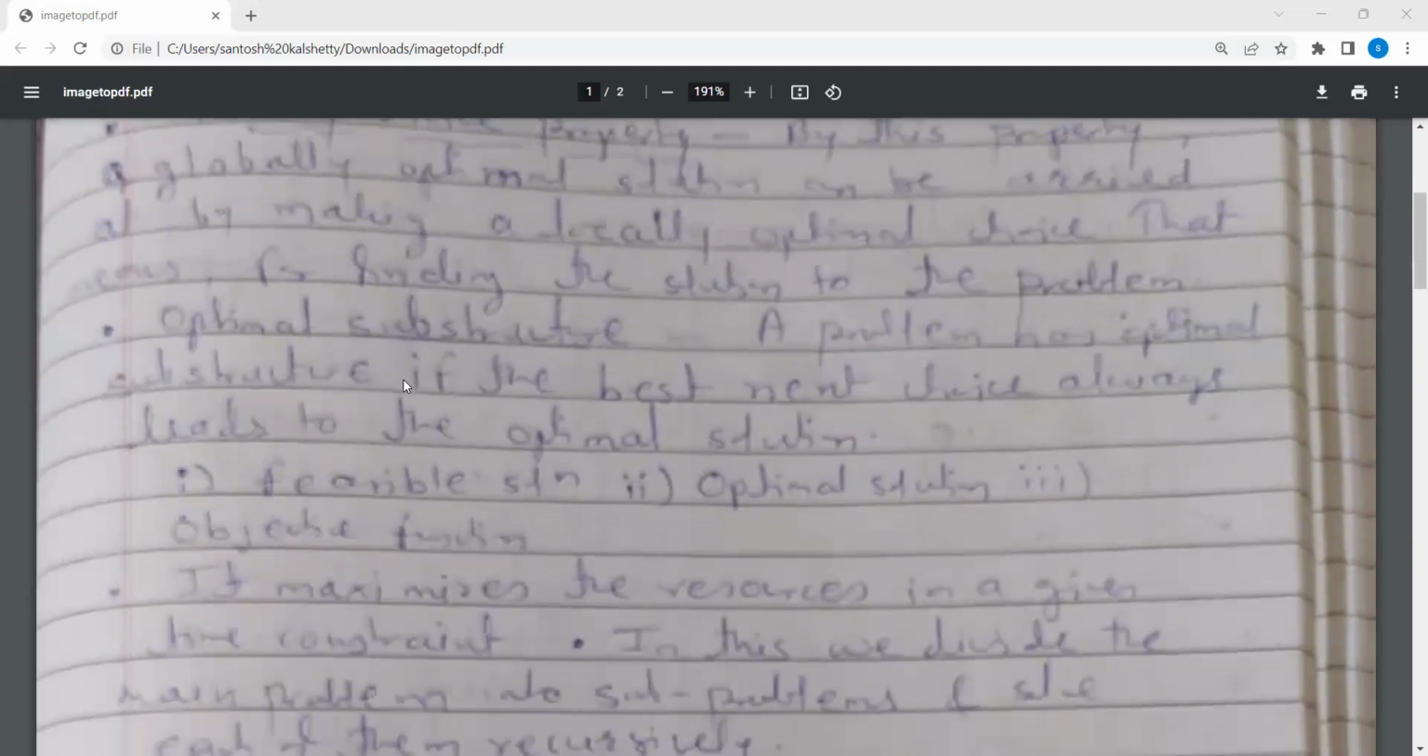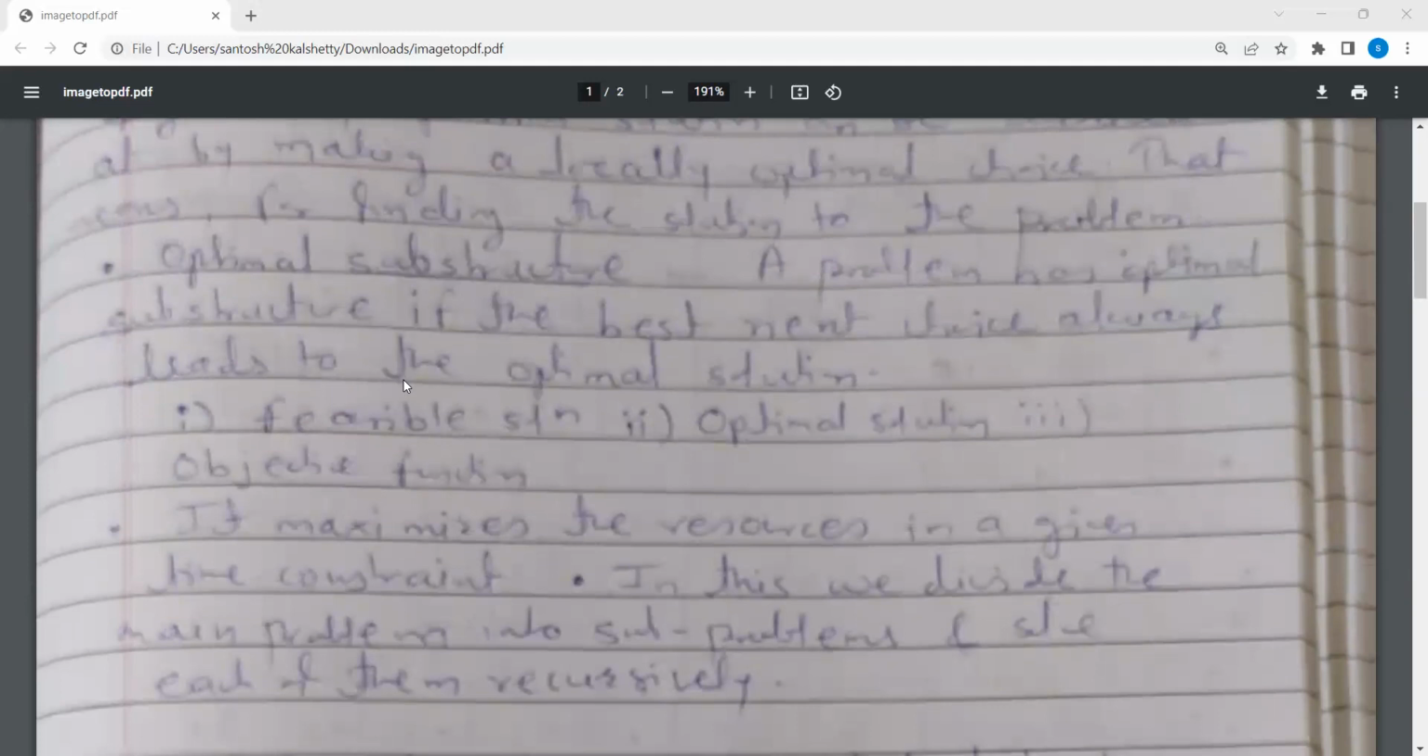Next, the second property is optimal substructure. What do you mean by optimal substructure? A problem has optimal substructure if the best next choice always leads to the optimal solution. This is the second characteristic.